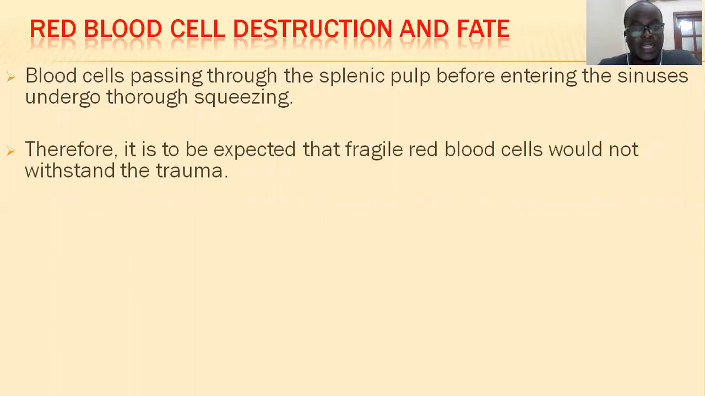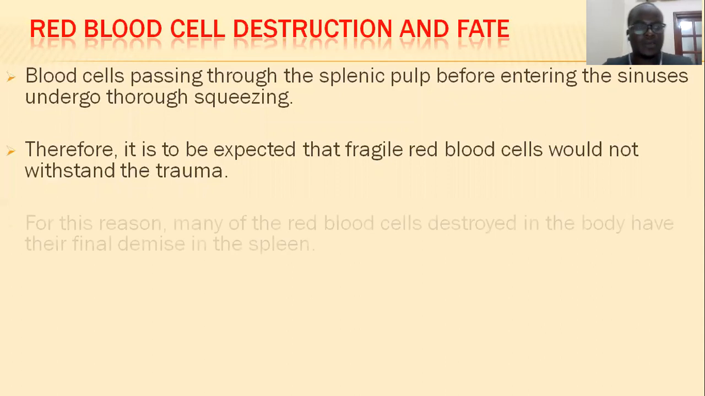Therefore, it is to be expected that the fragile red blood cells would not withstand the trauma. So as they are passing there, those red blood cells that are fragile can't withstand that trauma. So they'll end up being destroyed or rupturing. Then that's where the reticuloendothelial system will come in and remove those damaged blood cells, as they are passing there.